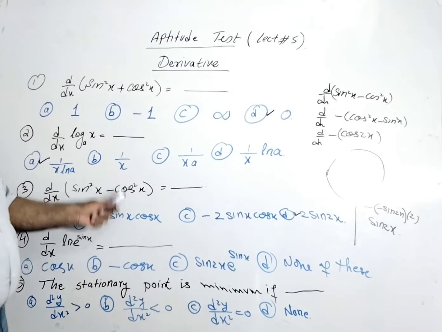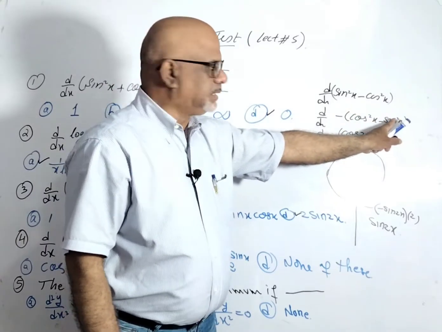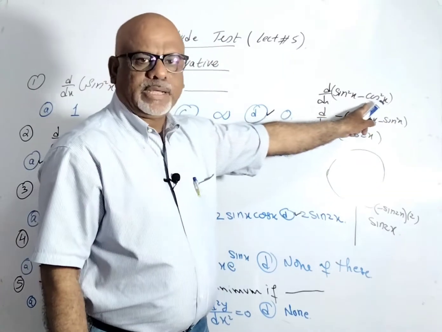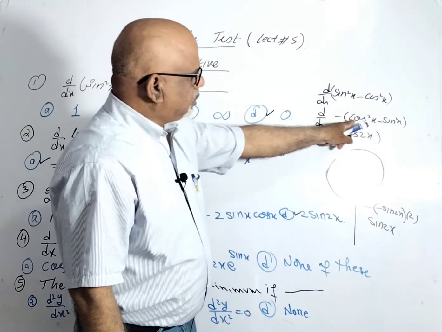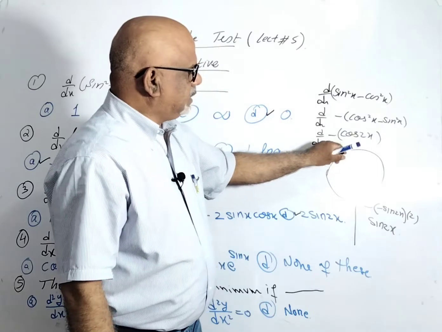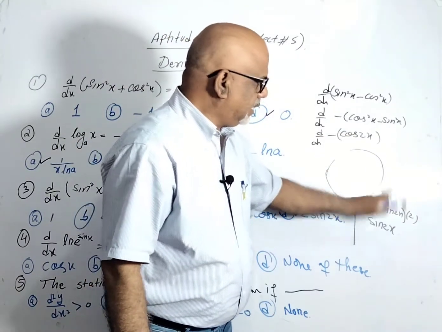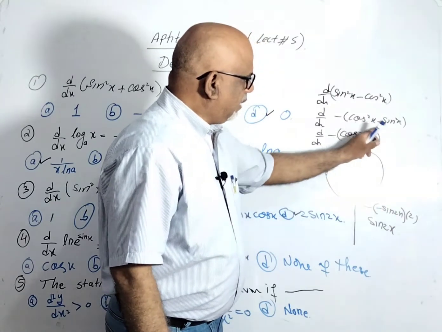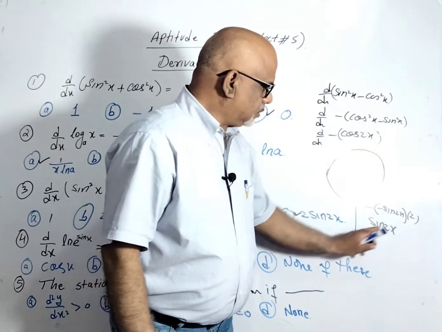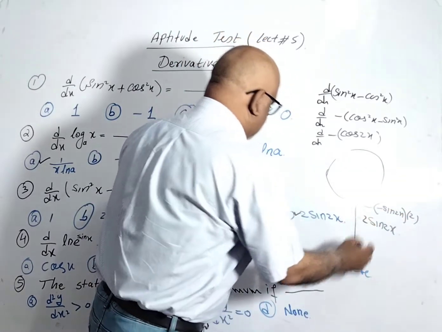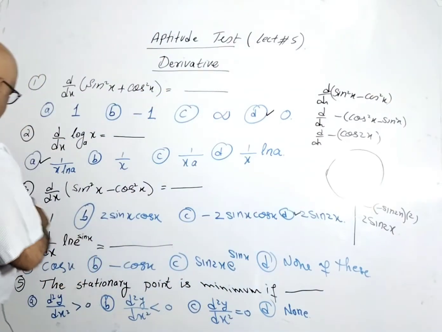Sin square x minus cos square x. We have a formula cos square x minus sin square x. That is why we have to take out the negative sign common from this bracket. And cos square x minus sin square x is equal to cos 2x, and the derivative of cos, we know, is sin with the given angle, and then we have to find out the derivative of the angle, that is 2x, which is equal to 2. So this is minus 2 sin 2x. So the D option is correct for the third MCQ here.